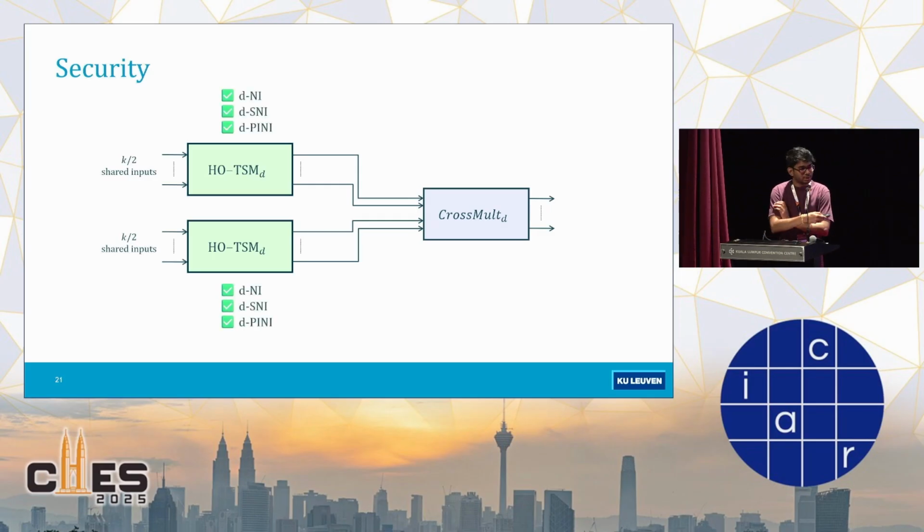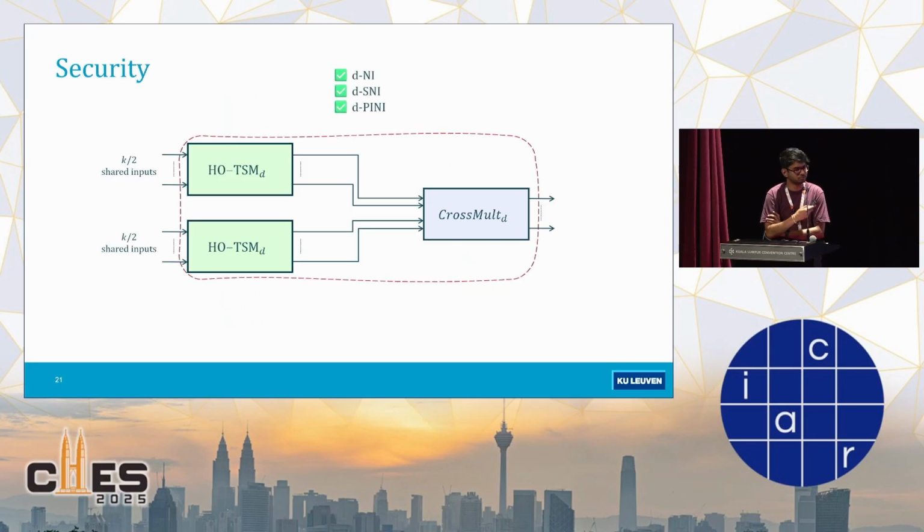Security-wise, the HO-TSM blocks are both SNI and PINI, but the extra block is not. It's only NI, but that's fine, because when you put them all together, it becomes SNI and PINI. And it also helps with keeping it efficient area and randomness-wise.